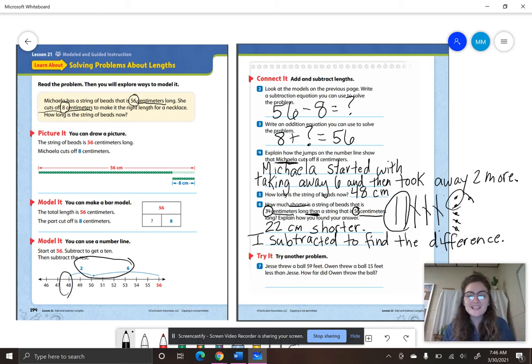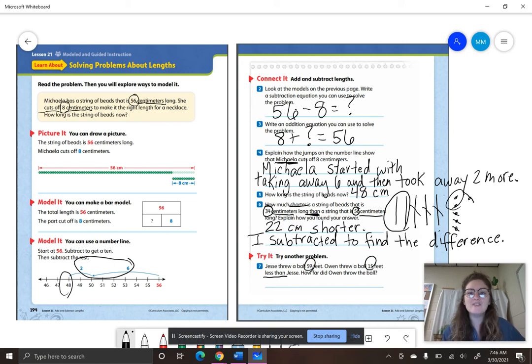All right, Smarties, and let's look at number 7. Jess threw a ball 59 feet. Owen threw a ball 15 feet less than Jesse. How far did Owen throw the ball? Let's read that again. Circle important numbers. Jesse threw a ball 59 feet. Owen threw a ball 15 feet less than Jesse. How far did Owen throw the ball?